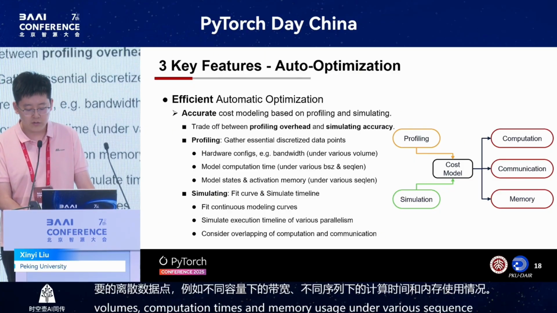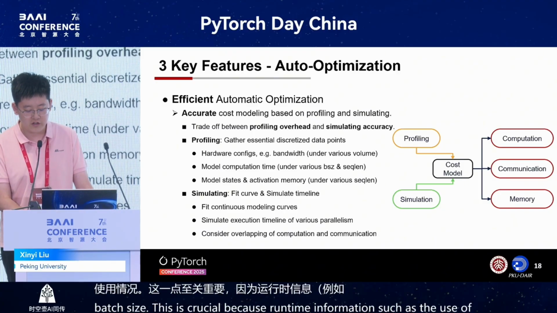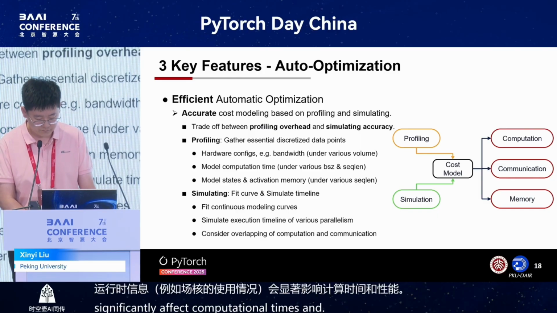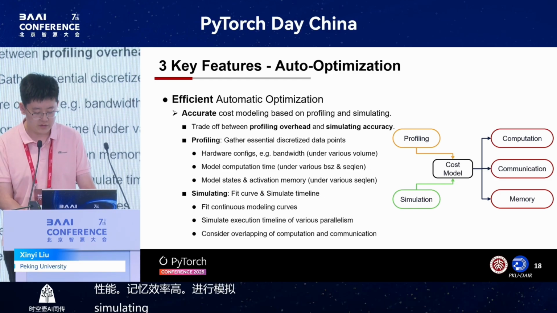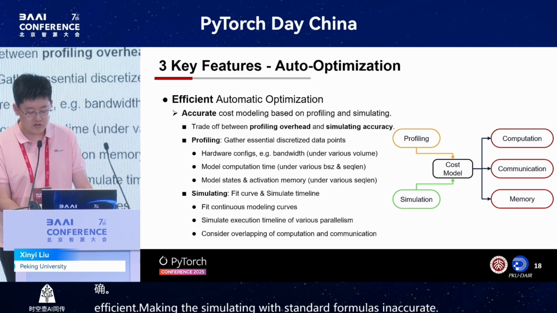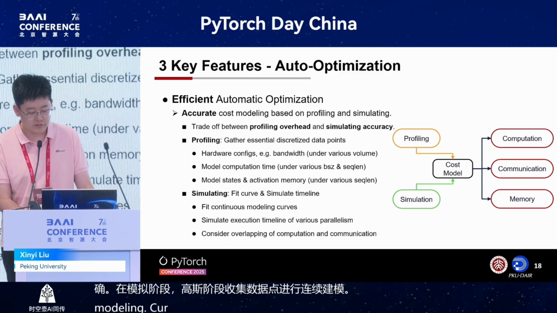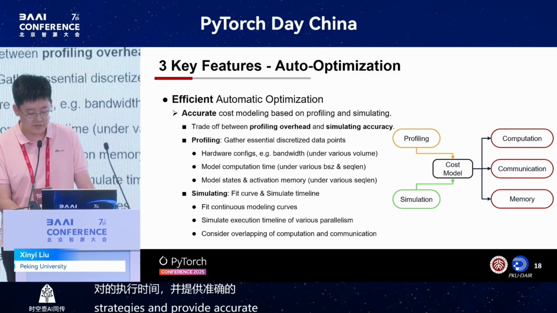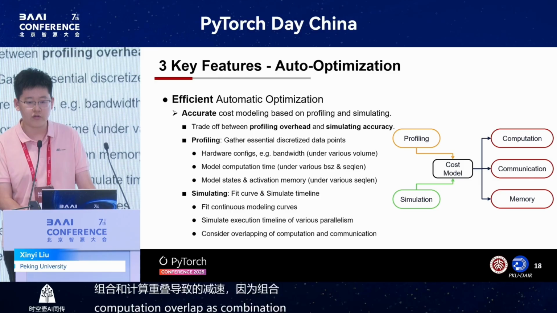This is crucial because runtime implementations, such as the use of fused kernels, will significantly affect computation times and memory efficiency, making simulation with standard formulas inaccurate. In the simulation phase, Galvatron fits the collected data points into continuous modeling curves, then simulates execution times for different parallel strategies and provides accurate time and memory estimates. Notably, our model also considers the slowdown caused by the overlap of communication and computation, as communication also utilizes SM resources.